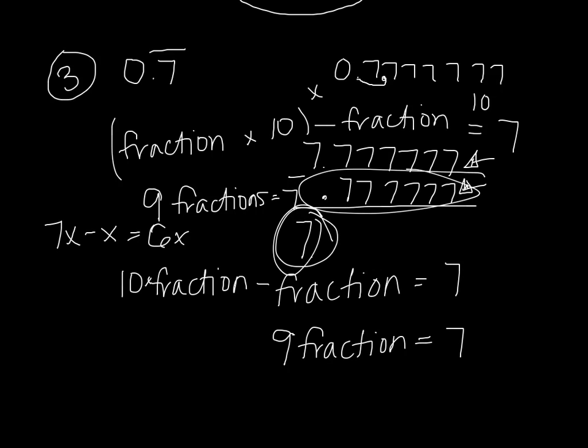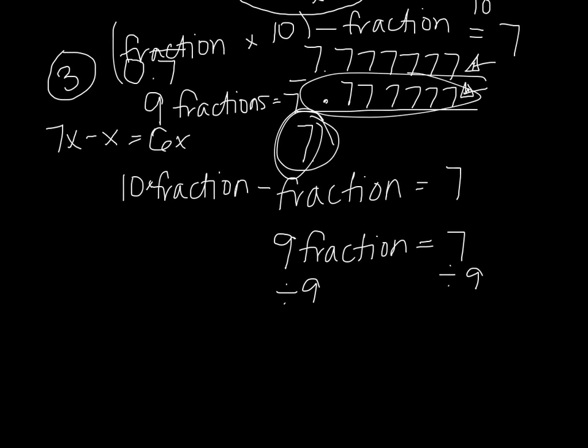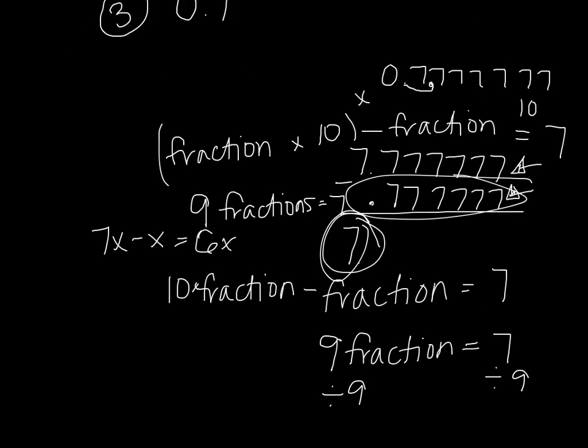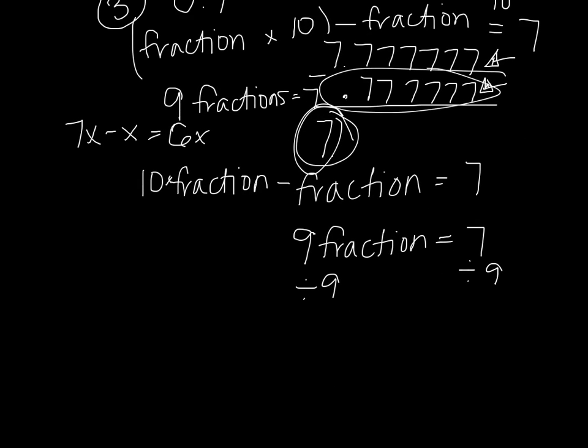So 9 fractions. Now if I want to figure out what my fraction would be, I would just divide both sides by 9. And let me move up again. I apologize. Here we go. If I just divide both sides by 9, I get fraction equals 7/9. So that's the reason why we do what we do.